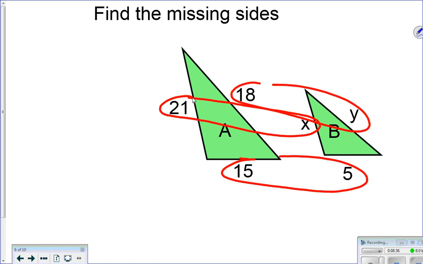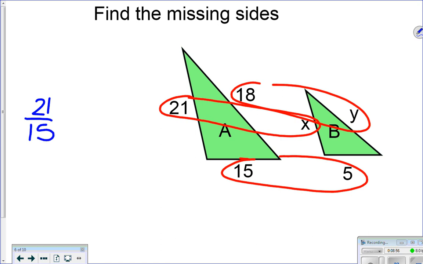What's something you know up here? Okay, I can do that. But let's set up a proportion. Okay? So what's something you know up here? What are two side lengths that you know? 21, 15. Sure, we can start that way. 21 over 15.